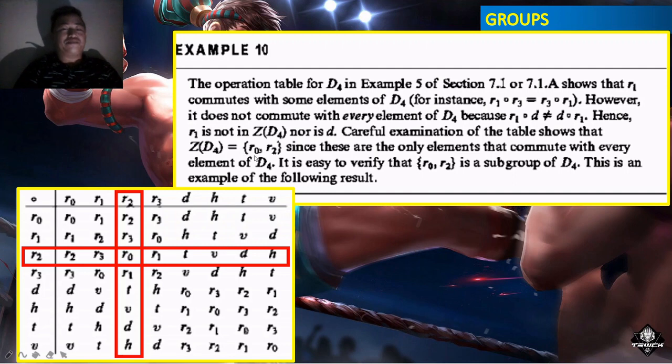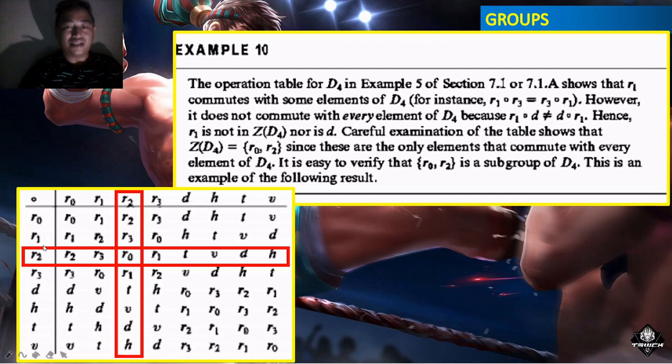Again, the identity is always in the center. Look, V compose R0 is V, and R0 compose V is also V. Next is R2, since these are the only elements that commute with every element of D4. Okay, it is easier to verify that this set, R0 and R2, is a subgroup of D4. This is an example of the following result.